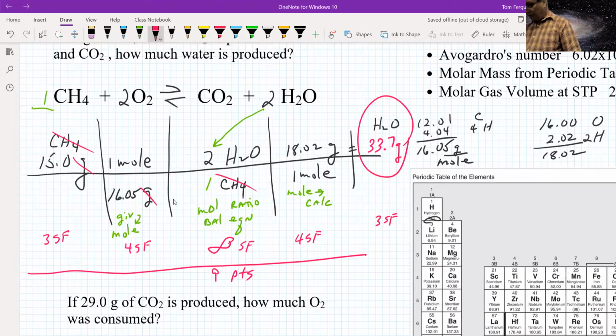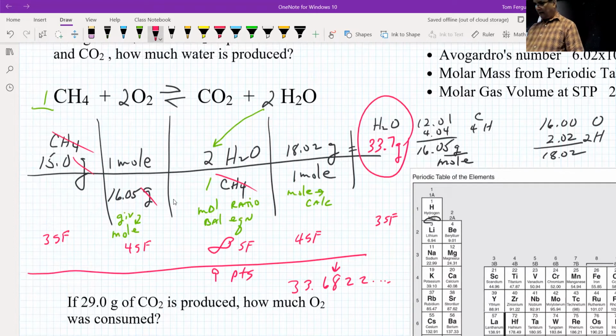Okay, so a review. My calculator gave me 33, 68, 2, 2, blah, blah, blah. So for 3 sig figs, I go to the 4th place. And that's 5 or greater. So that kicks the 6 up to a 7.